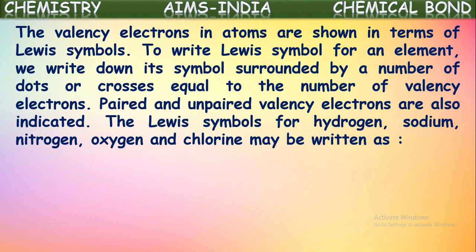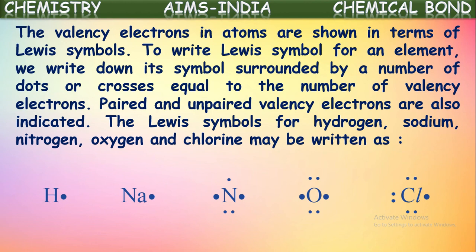So what did we do? The valence electrons in an atom are shown in terms of Lewis symbols. To write the Lewis symbol for an element, we write down its symbol surrounded by a number of dots or crosses equal to the number of valence electrons. Paired and unpaired valence electrons are also indicated. The Lewis symbols for hydrogen, sodium, oxygen and chlorine may be written as this. See here the symbols of these elements.